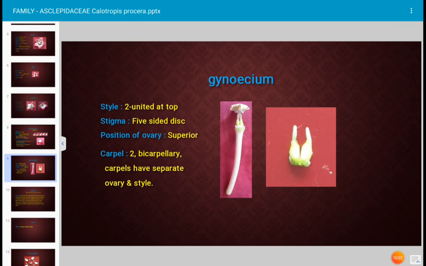This is the gynoecium, the female part of the flower. There are two styles, but they are united at the top. The stigma is a five-lobed or five-sided disc-like structure, and the position of the ovary is superior. In the ovary there are two carpels, therefore it is described as bicarpellary ovary. Carpels have separate ovary and style. Okay, next.